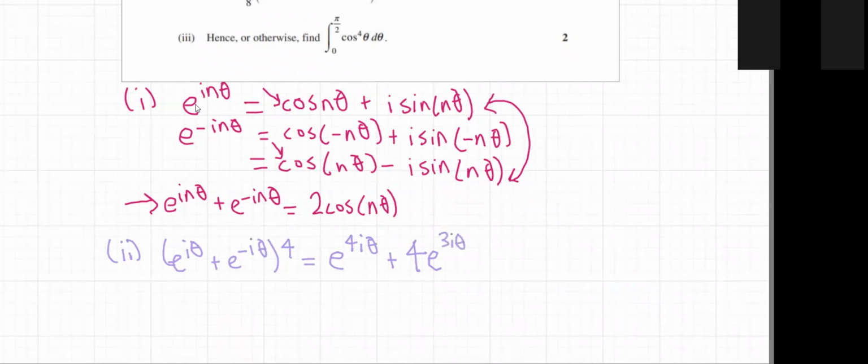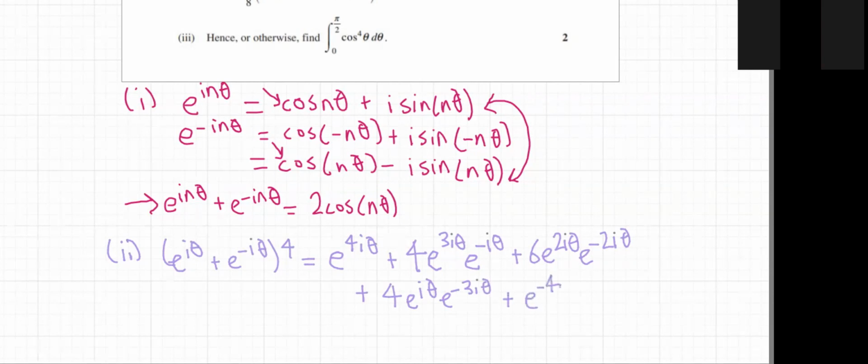So we have e to the 3i theta, e to the negative i theta, plus 6, e to the 2i theta, e to the negative 2i theta, plus 4, e to the i theta, e to the negative 3i theta, and finally e to the negative 4i theta.